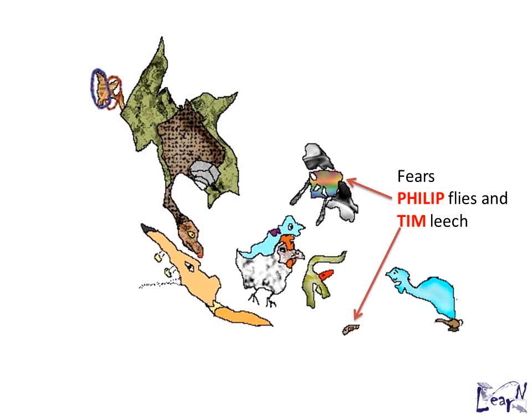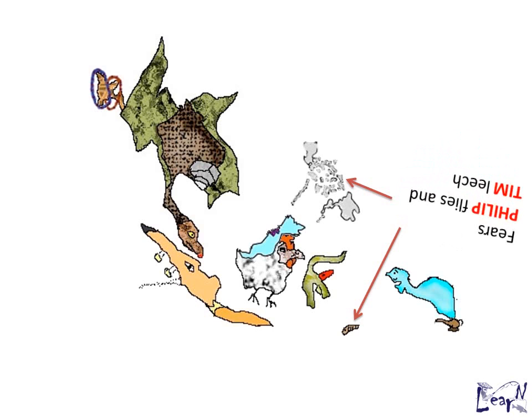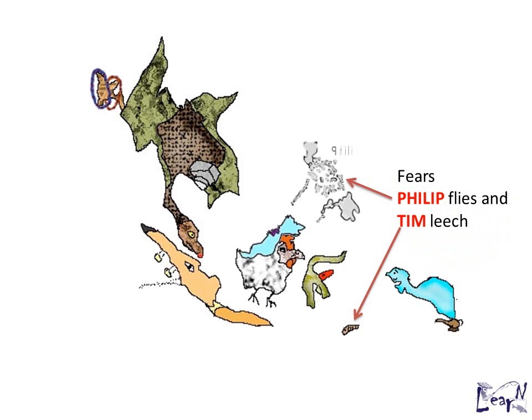Now what are we getting? Those are the actual islands. Now we are just emphasizing the Philip flies and Tim leech because Philippines from Philip flies and East Timor from Tim leech.